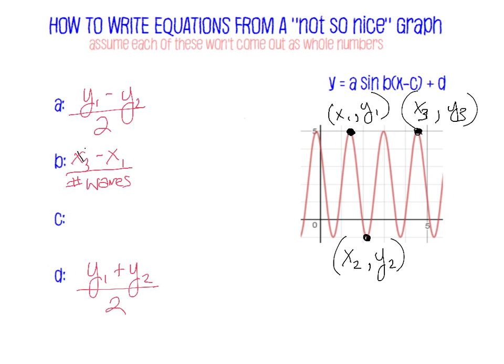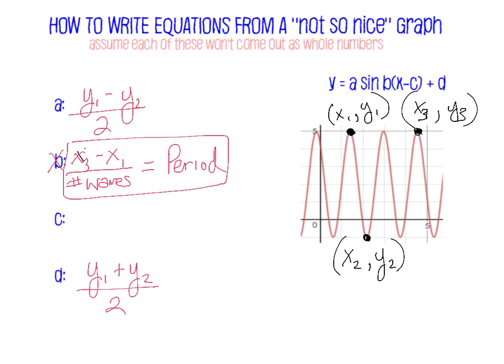Now keep in mind that this right here actually is going to equal the period. This is not going to be the B value. So that's separate than the B, really. And you find the period, and then you set it equal to 2 pi over B to go find the B value. Those are different things.